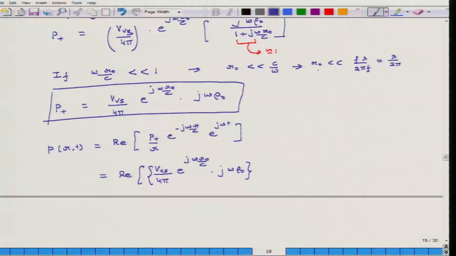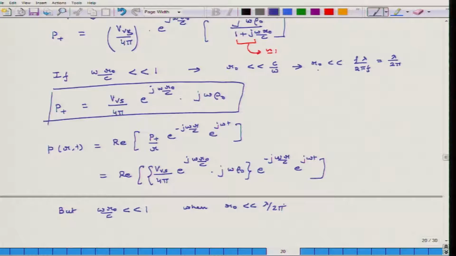So, this is VVS over 4 pi e to the power of j omega r naught over c times j omega rho naught times, so that is P plus over r times e to the minus j omega r over c e to the j omega t. But we have said that omega r naught over c is very small compared to 1, and that will happen when r naught is extremely small compared to lambda over 2 pi.